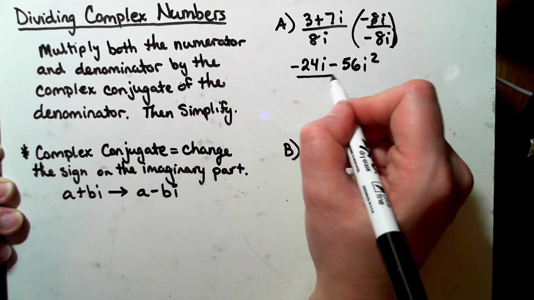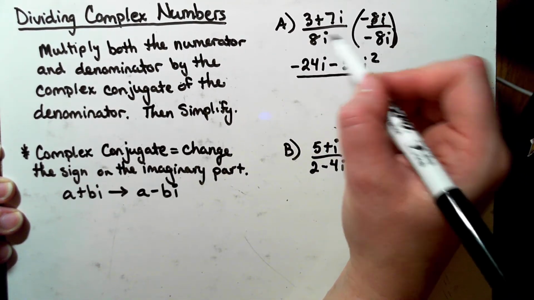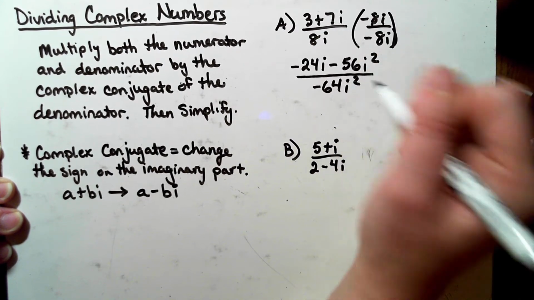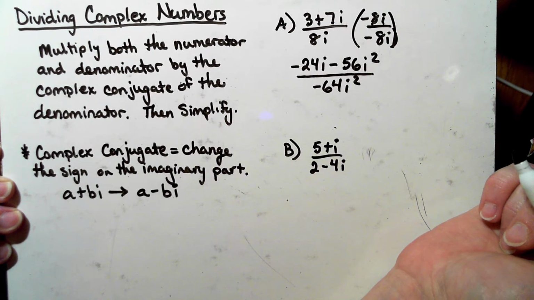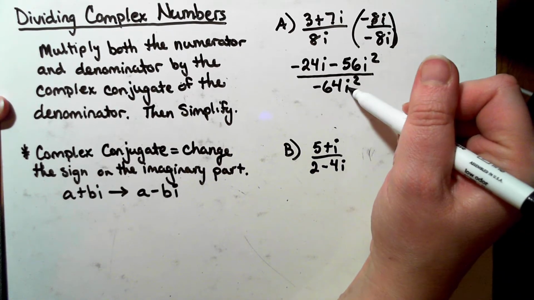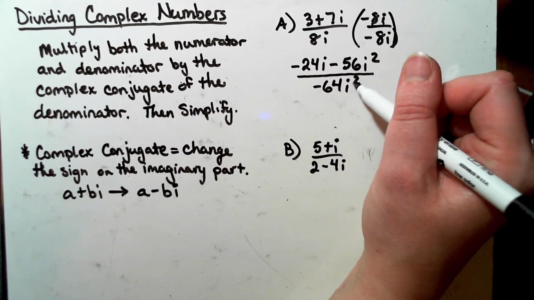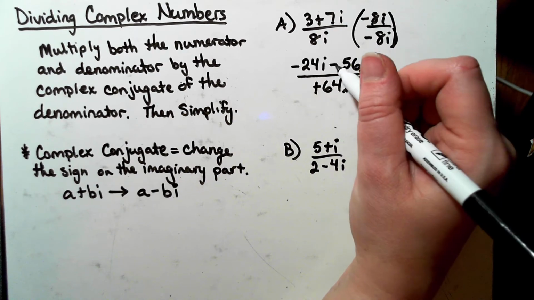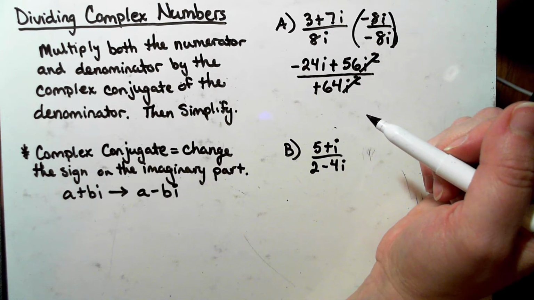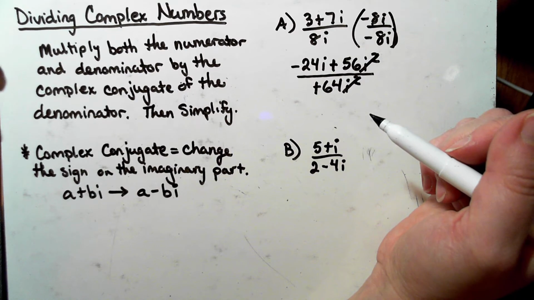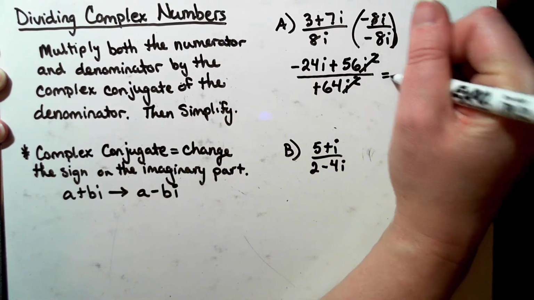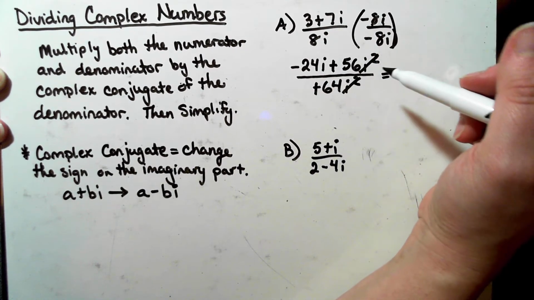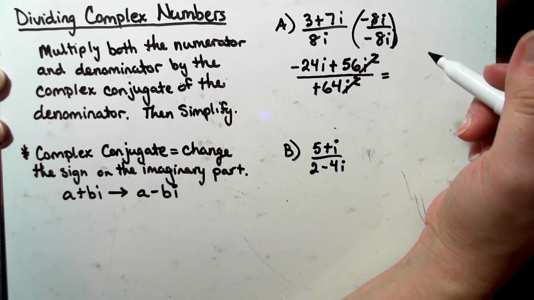Now I'll multiply the denominator. 8 times negative 8 is negative 64, and i times i is i squared. Now, simplifying, you may recall in my multiplication video that I said cross out the i squared and change the sign in front. So I'm going to do that for both of these. Now, I should reduce this if possible. If you notice a number that goes into all of these, like 8, which is the case here, you can go ahead and reduce by that.